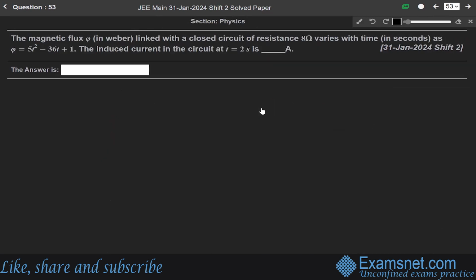Now next question 53. The magnetic flux phi linked with a closed circuit of resistance 8 ohm varies with time as flux is given as 5t square minus 36t plus 1. We have to find the current induced in the circuit for time equals to 2 seconds. Okay. So this question is from the chapter of electromagnetic induction and alternating current.